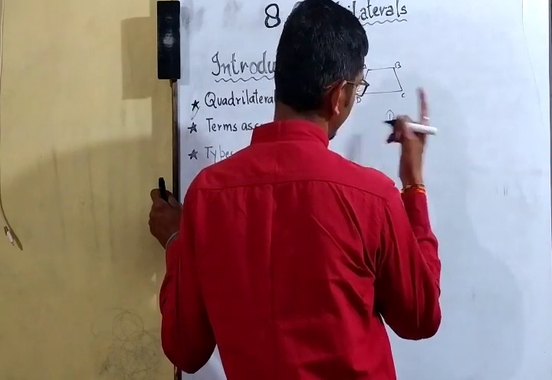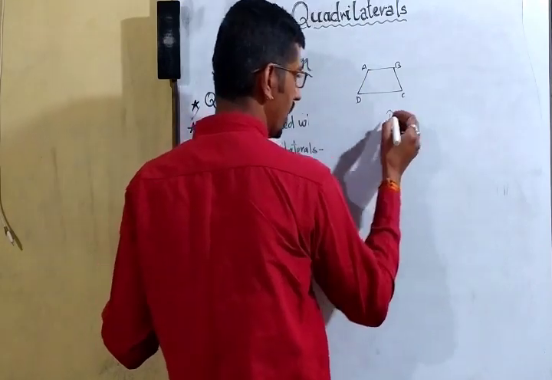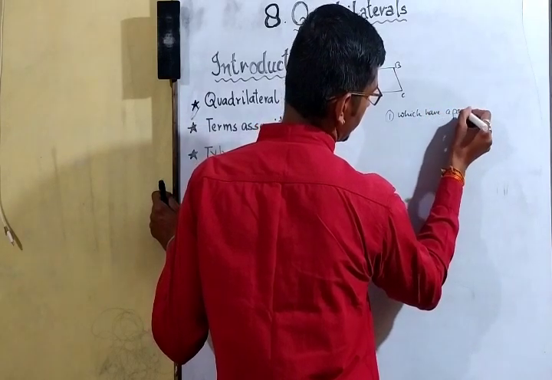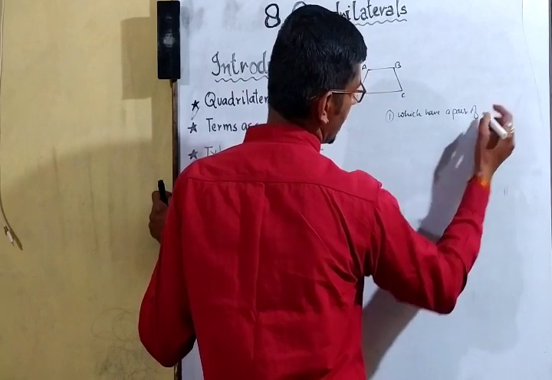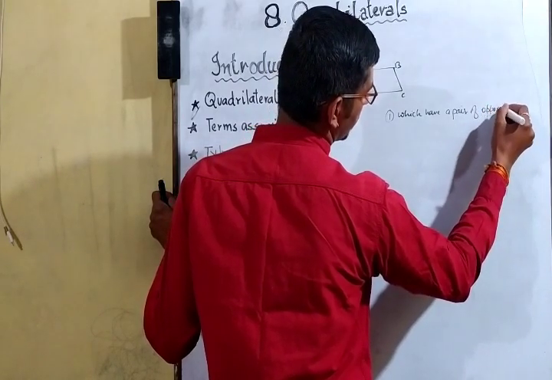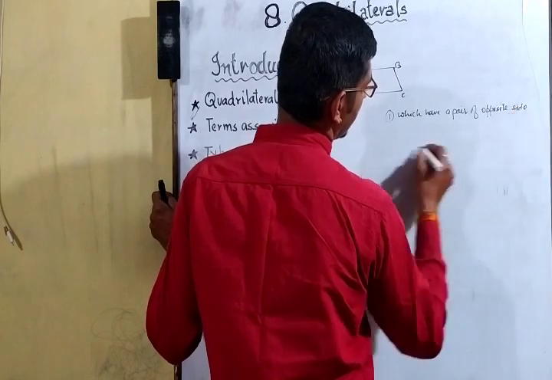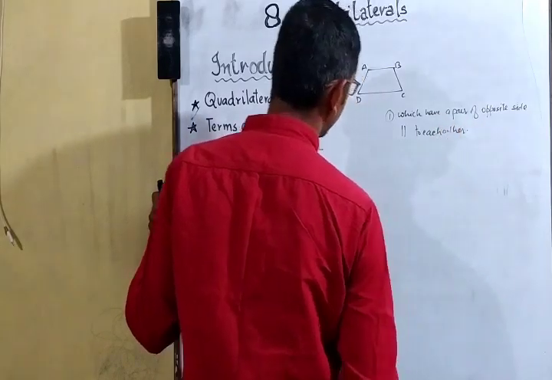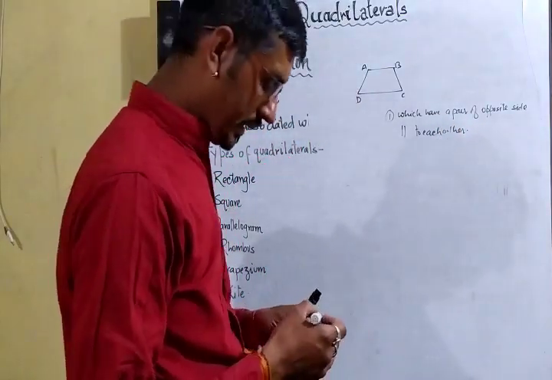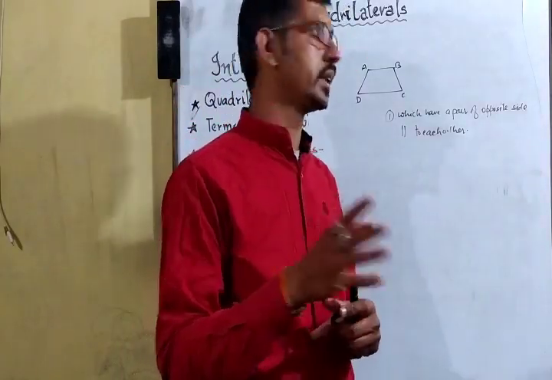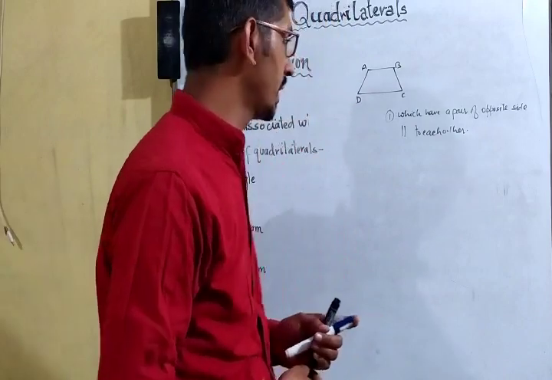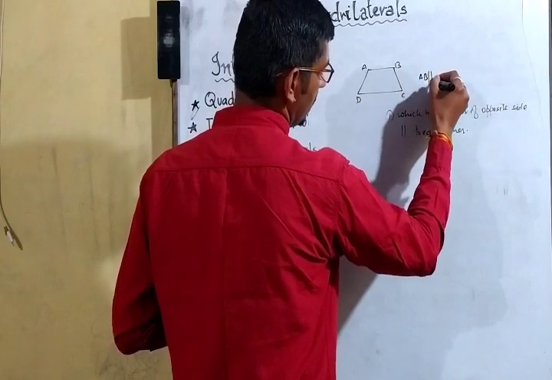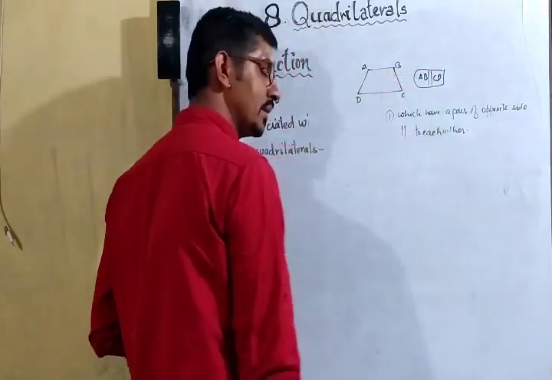First property, it is having only one property, that is which has a pair of opposite sides parallel to each other. This is the property of trapezium. Trapezium is a figure in which one pair should be parallel, then the figure will be said to be trapezium. Okay, here you can see that this line is parallel to this line, so here AB is parallel to CD, so this figure is known as trapezium.